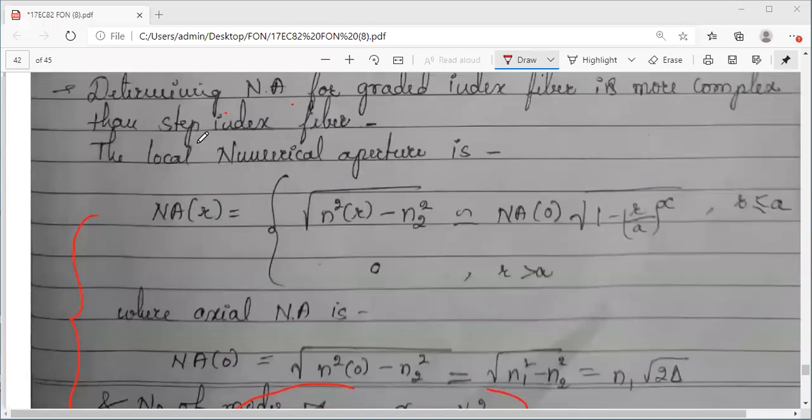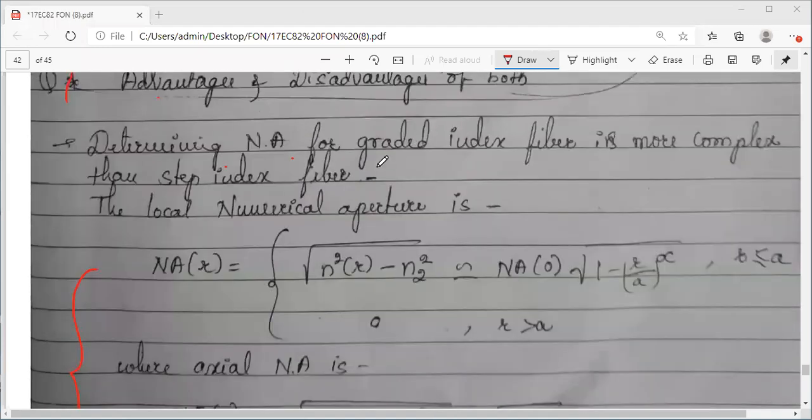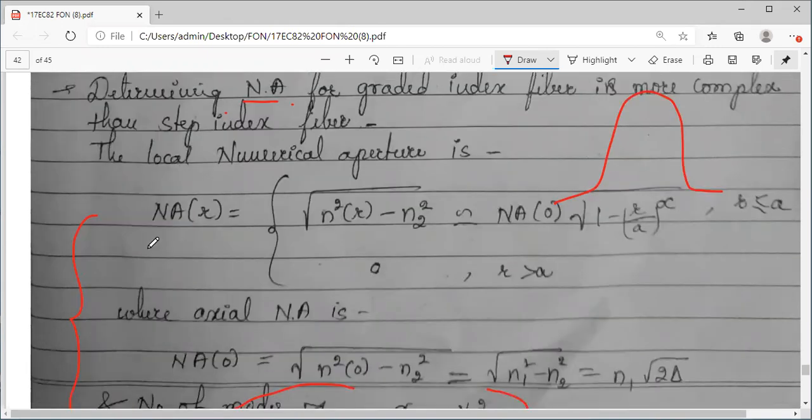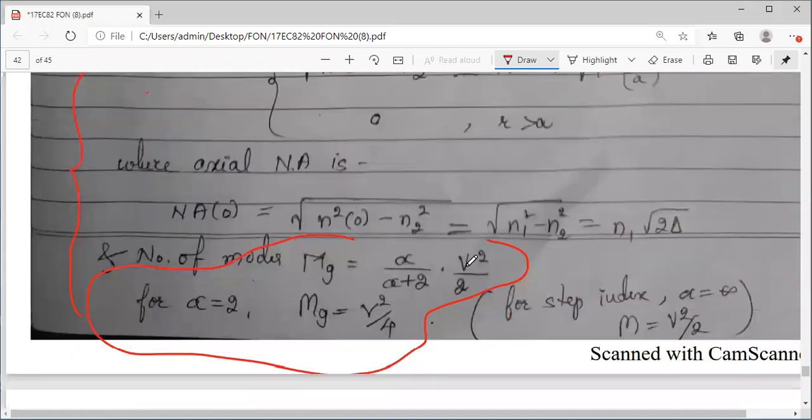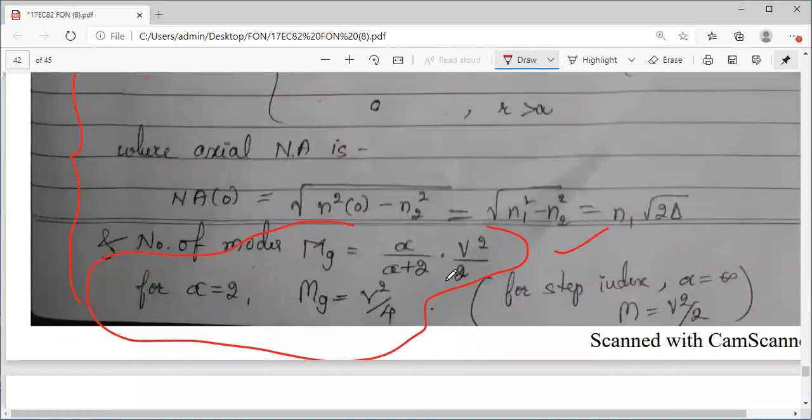So it's very difficult for graded index fiber to determine the numerical aperture because of its refractive index profile, क्योंकि वो constant नहीं रहेगा inside the core, so it is variable. Okay, there is one equation probably out of this. This is important for you, that is number of modes.